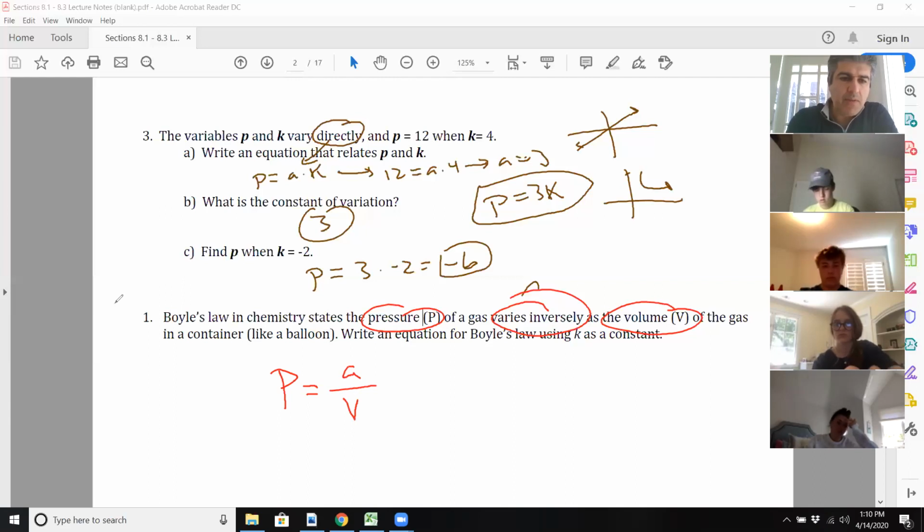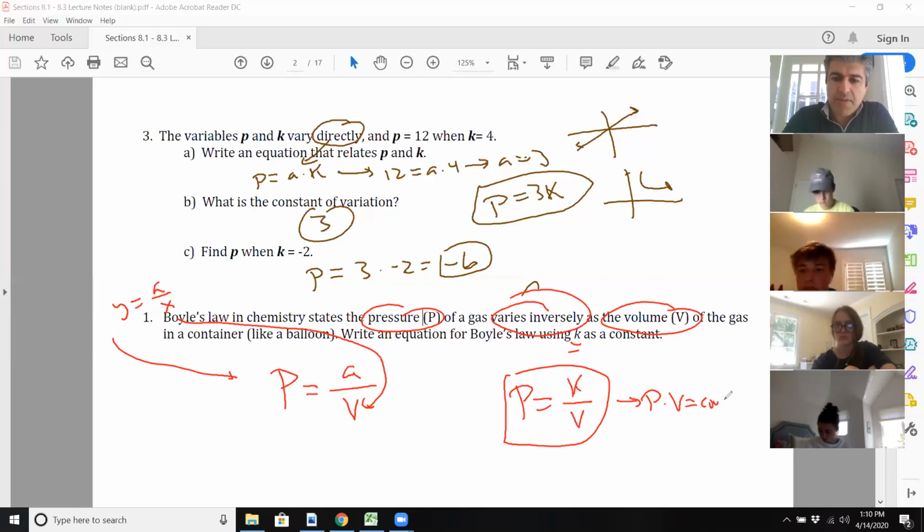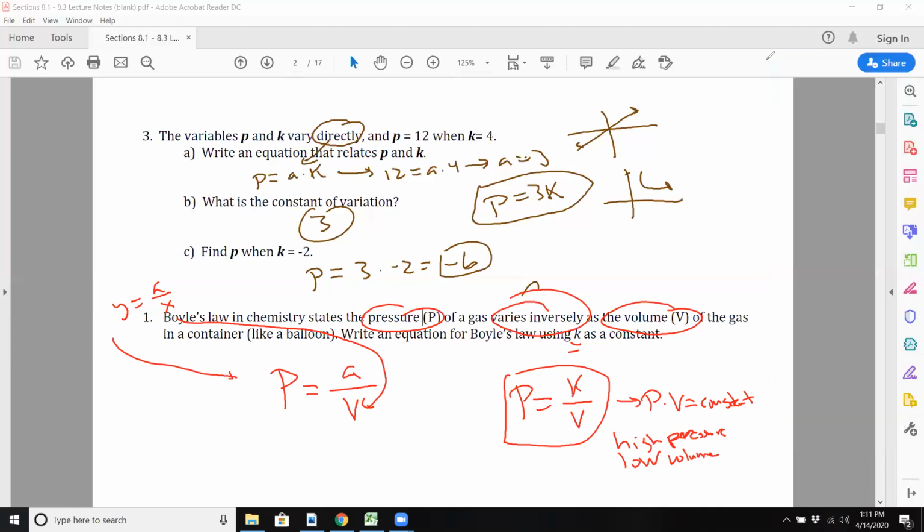Remember, the inverse variation was Y equals A over X. But you're replacing Y with P, you're replacing X with V. That's all. They said use K as a constant, so what the heck? Same thing. A and K are both constants, it doesn't really matter. So yeah, that's Boyle's law. So this means that pressure times volume is a constant. That's why when you see high pressure in a chemistry lab or experiment, you're going to see low volume, and vice versa. So that's just a relationship that manifests itself in the chemistry class.